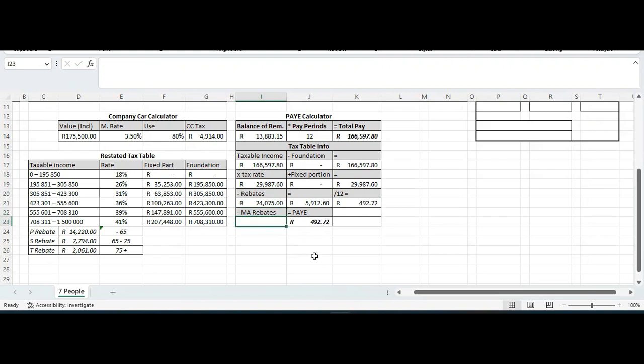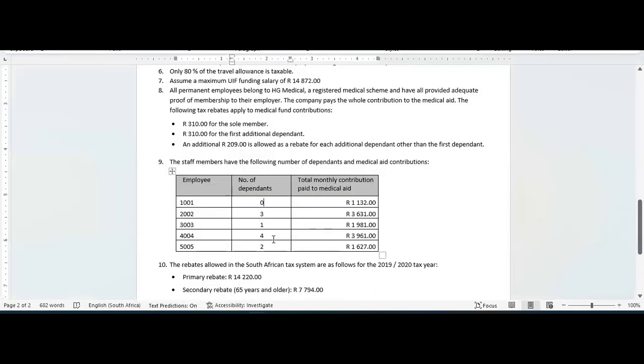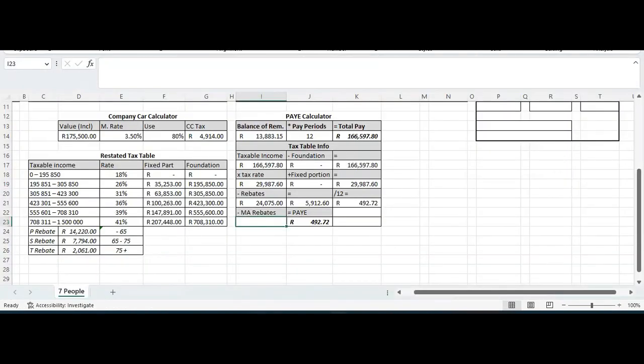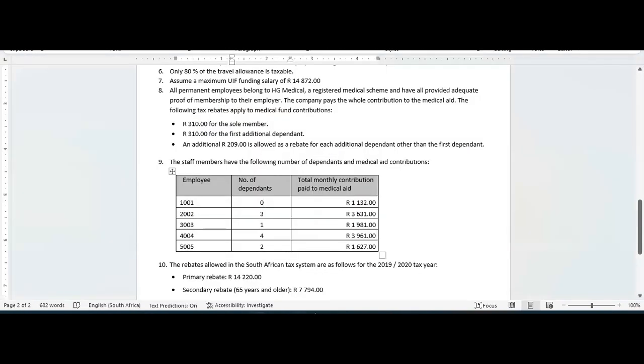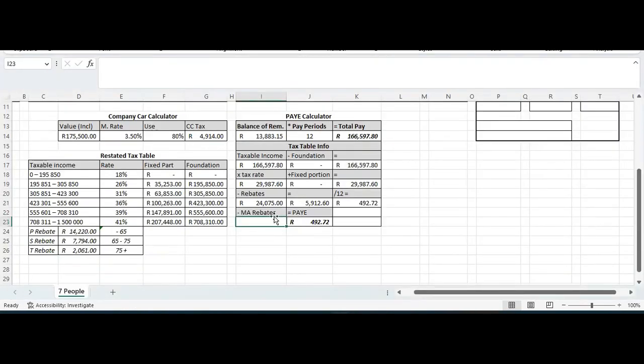But now we get to his medical rebates. Let's go and look again at what we know about it. It is him and 2 other dependents. So when we calculate it, let's go back there. When we calculate it, we know that that is equal to 310 for him, plus 310 for the wife, plus 209 for the nephew that is still staying with him.